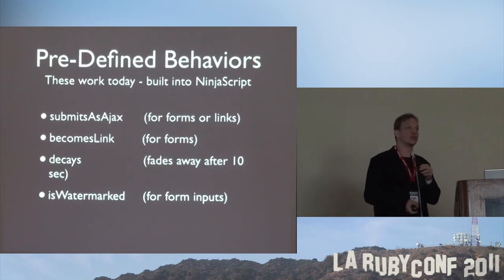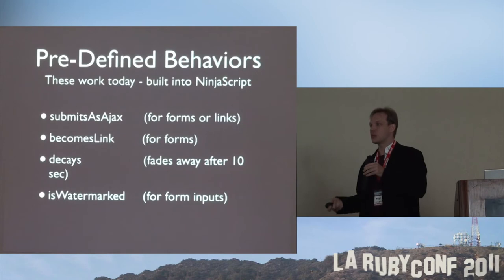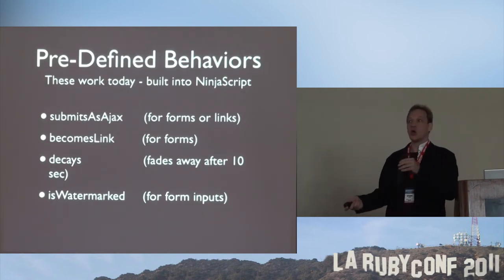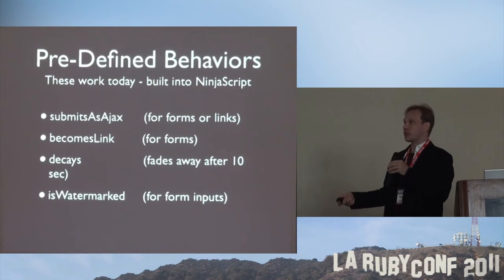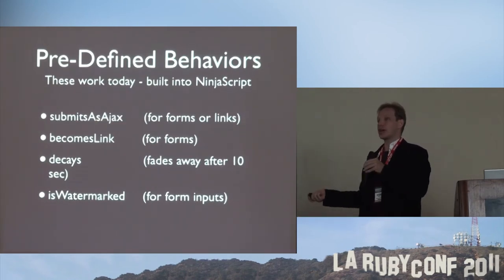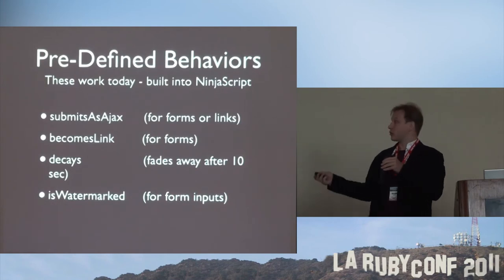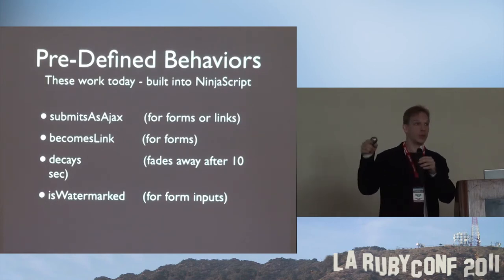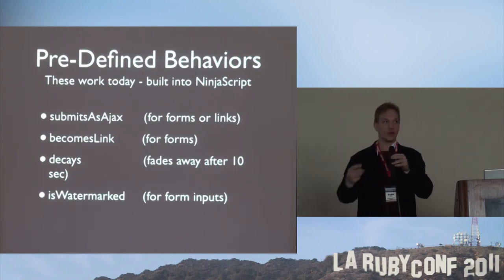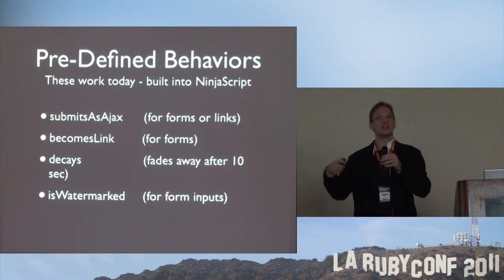You can take forms and convert them into links. This is also really useful for graceful degradation, because there are a lot of things that you might want a link to do, like delete a resource in a Rails application, or do something else that needs a method other than get. If you're using a method other than get, you can't do it with a link and have it work with JavaScript off. So the solution is you write a form with a button that says delete this item, and then you run becomes link, which converts that into a link that says delete this item, does the same thing.